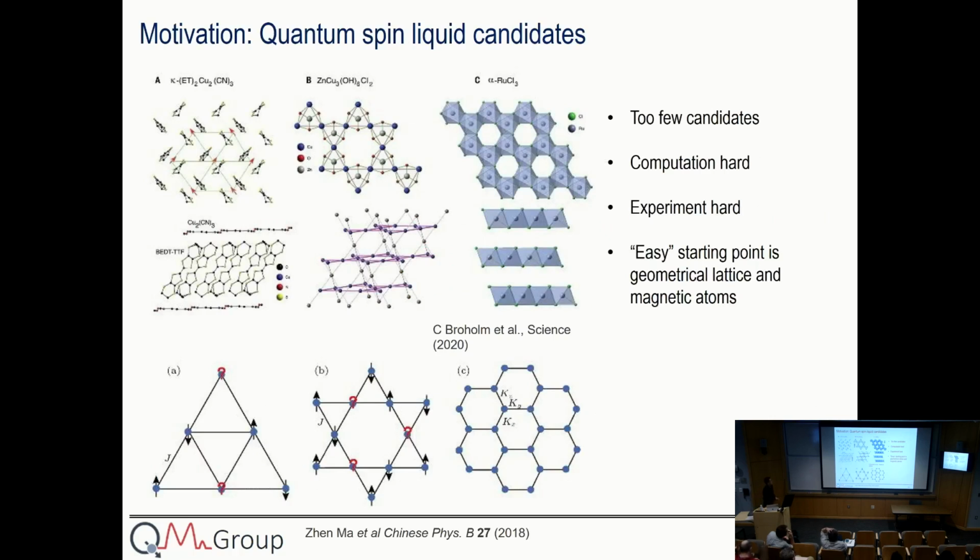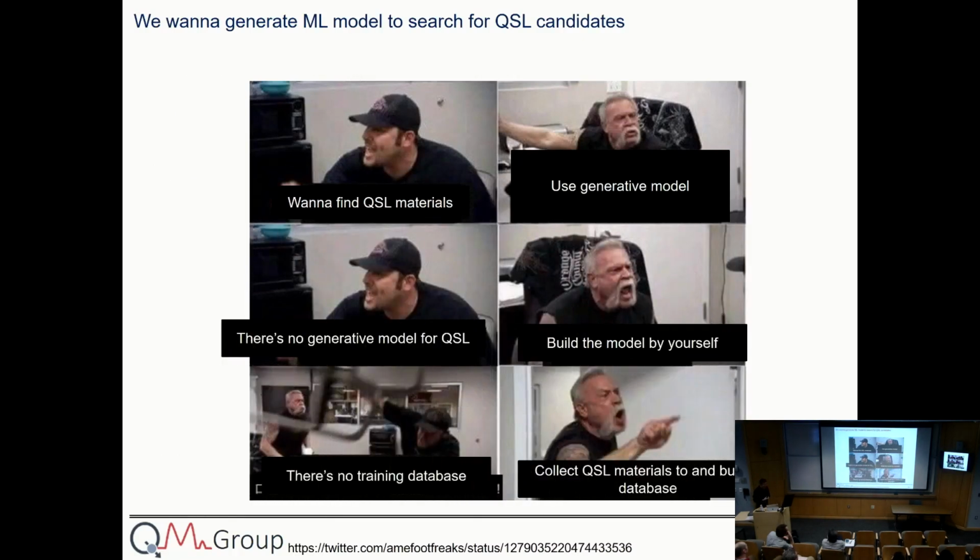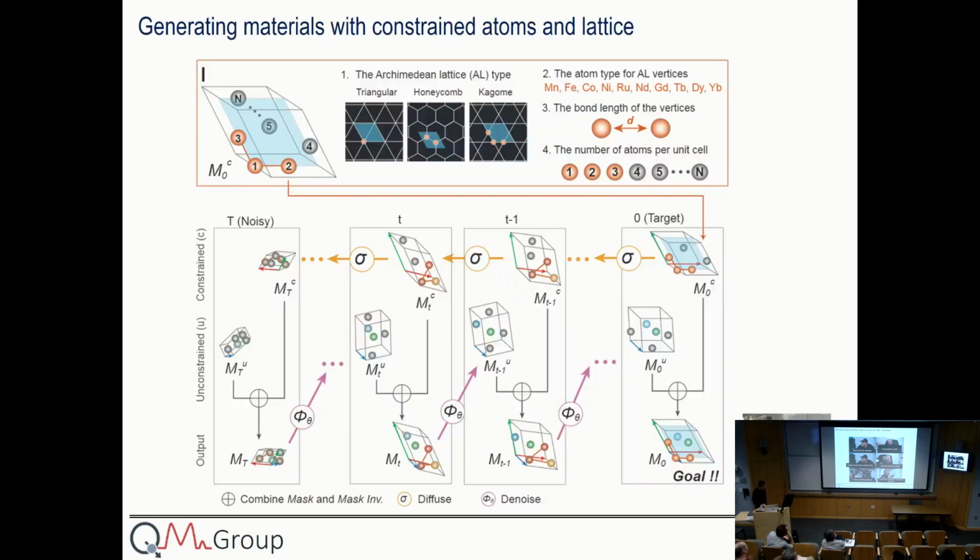Our motivation is to support quantum materials research like quantum spin liquids, with very few candidates existing, very hard to test experimentally, and the computation is also extremely challenging. So that's the general philosophy. We want to build the model, but there are no candidates, so we need to collect a material database. I think if you can test more materials, we'll be able to have a database, but we're not there yet.